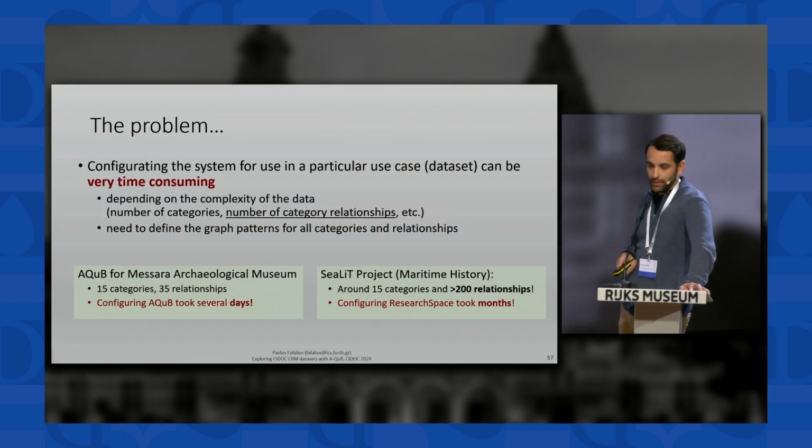Now, what is the problem? The problem is that configuring the system for use in a particular use case can be very time-consuming, and it mainly depends on the complexity of the data, like the number of categories and relationships. We need to define all these graph patterns for all categories and relationships. To give you an idea, for the Messara Archaeological Museum, configuring A-QuB took several days, while for configuring the Research Space platform for a use case in maritime history, where we had more than 200 relationships, configuring the system took months. So it's very time-consuming.